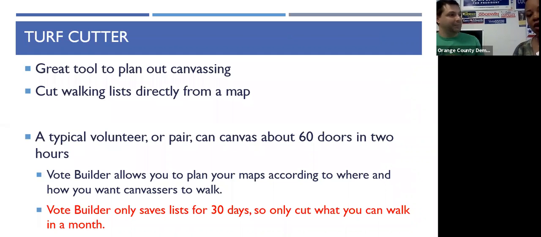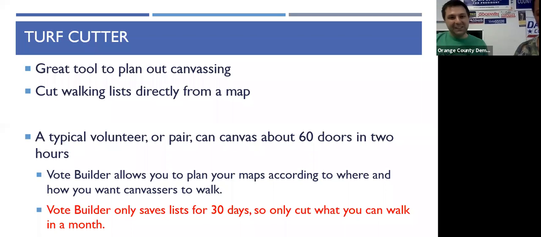Yes. So if you hear that term used a lot, turf cutting, that's exactly what it is, as Chris said. So in general, a volunteer or a pair of volunteers can canvass about 60 doors in 2 hours. Now, this is a statistical average. Yes. Sometimes in practical time, it may vary. So don't get stuck on, I have to do 60 doors in 2 hours. This is just the average they're saying you should be able to do. It really depends on where you live and how close the residents are.